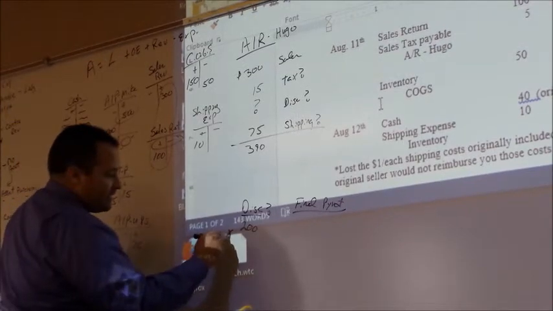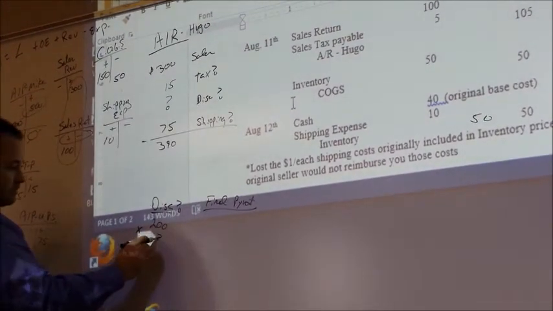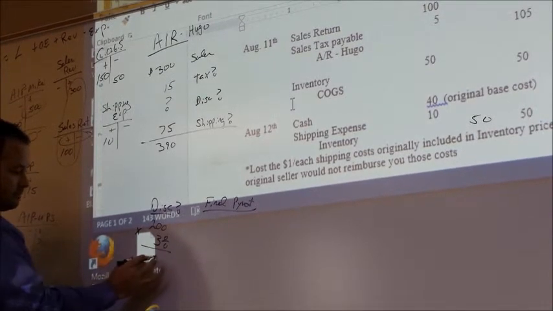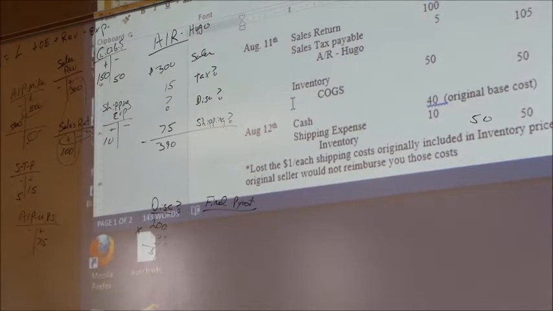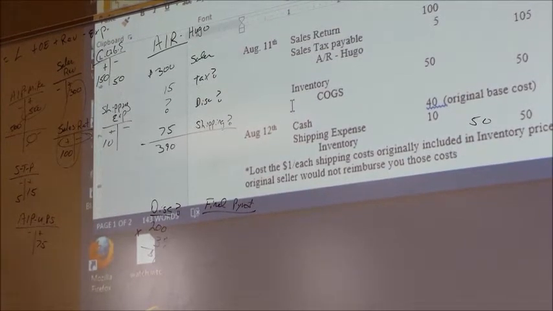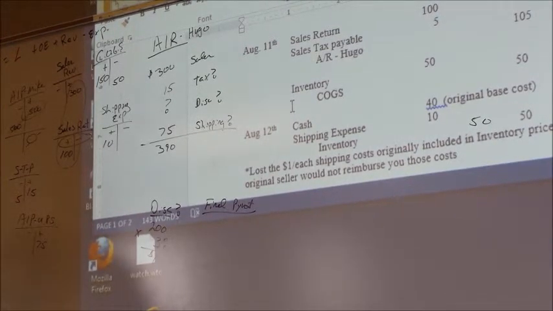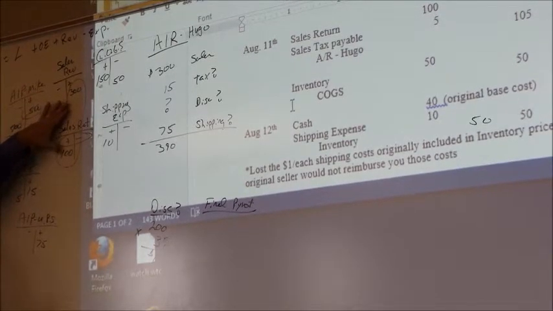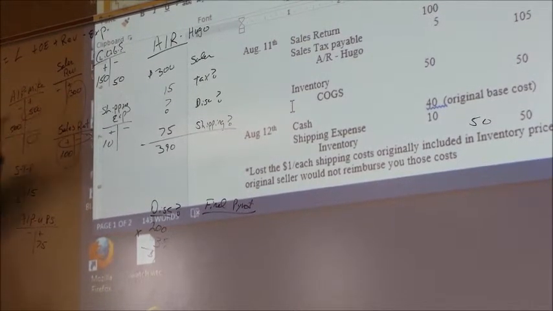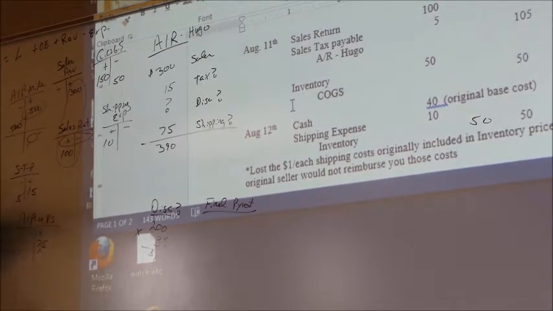And then how much of a discount did I allow? It says 3%. Back up on August 8th, it tells me there was a 3% discount. Wait, what did you come up with again? Right here. How much did I actually have in sales to Hugo? Okay. I did sell her 300, but she brought back some of it.